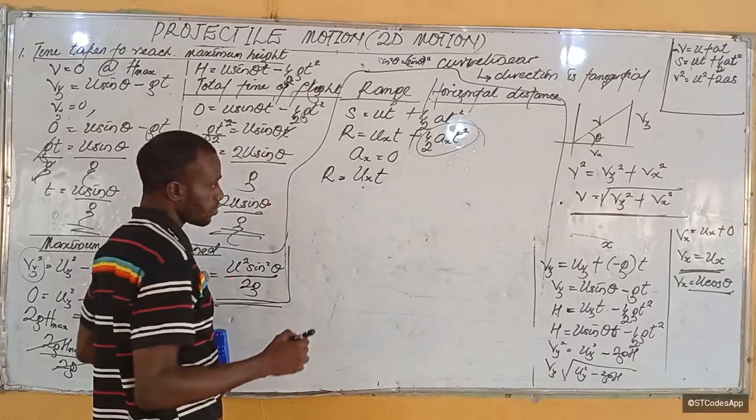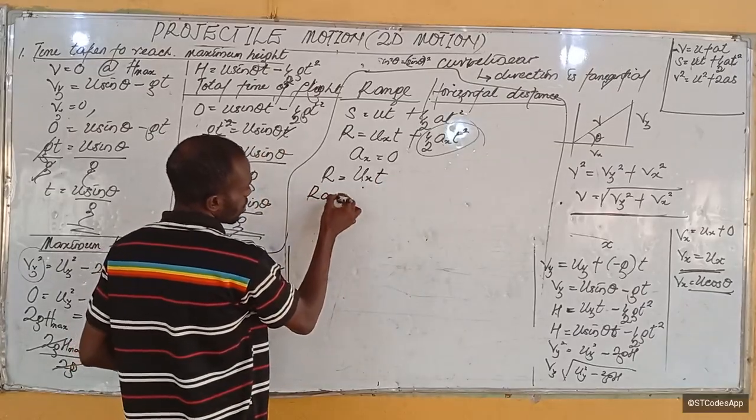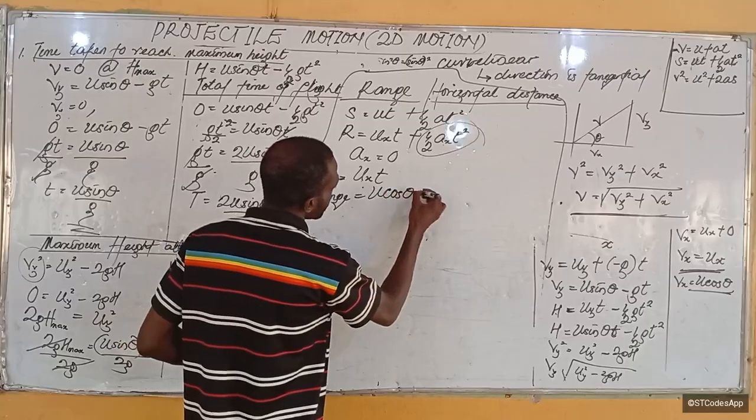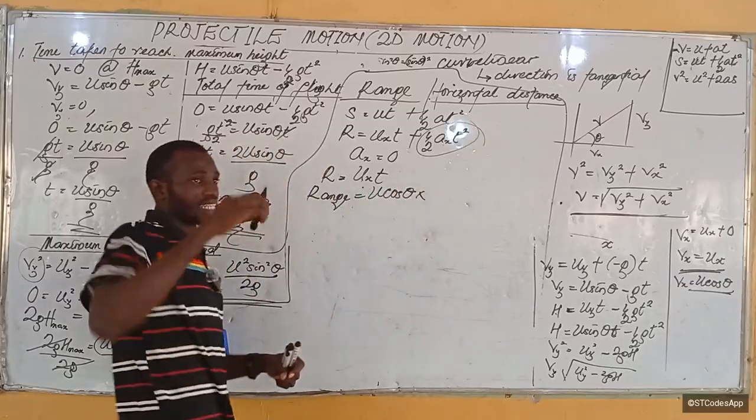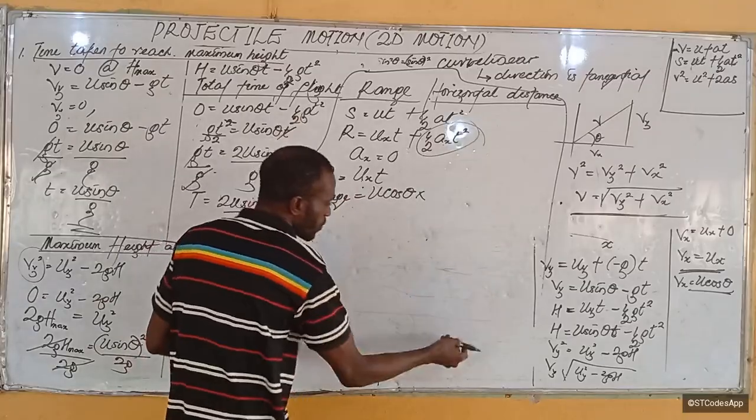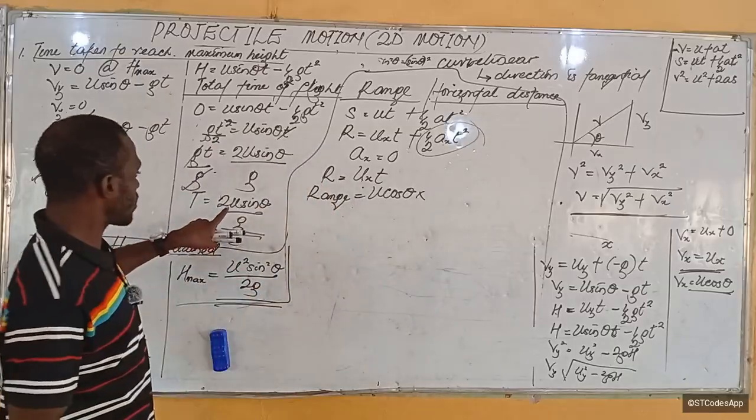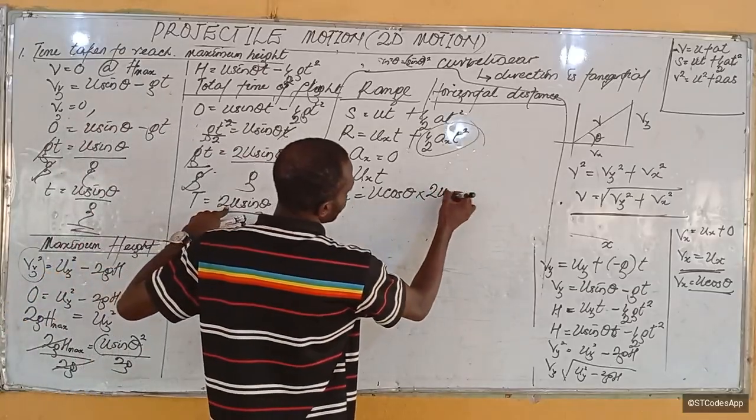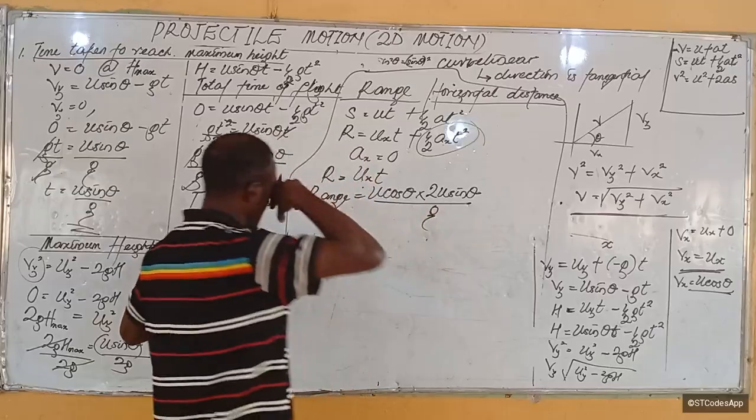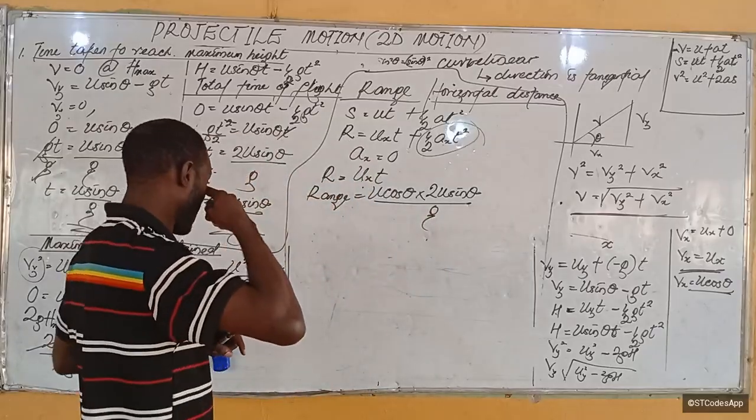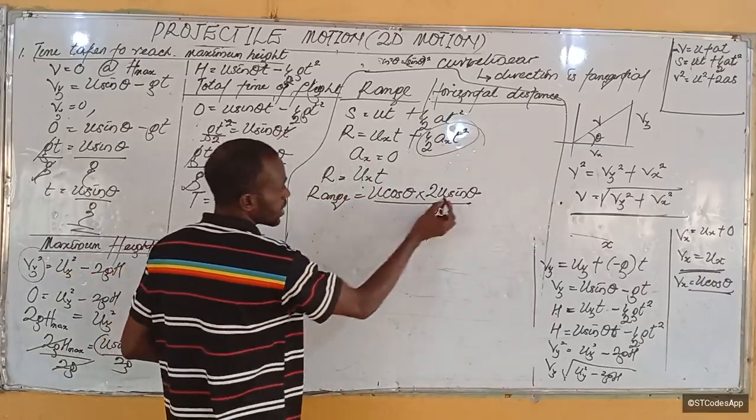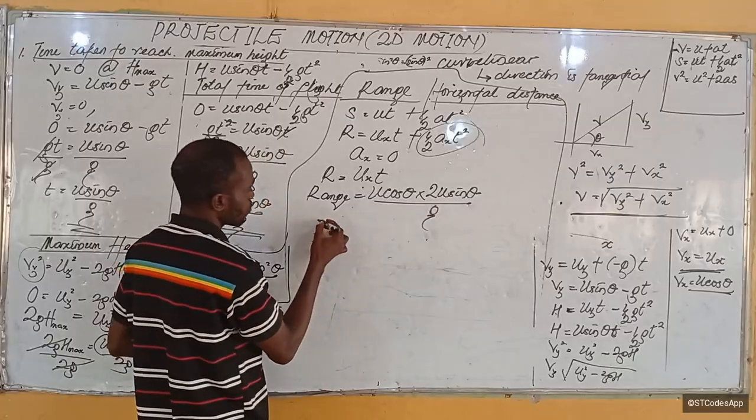So now what is our range? What is u sub x? U sub x is u cos theta. But which time is this? That time is the total time, because it's the range we are calculating. So it's the total time of flight. And what's our formula for total time of flight? 2u sine theta over g. Is that clear now? So we now multiply this. This will become u times u. We'll have u squared.